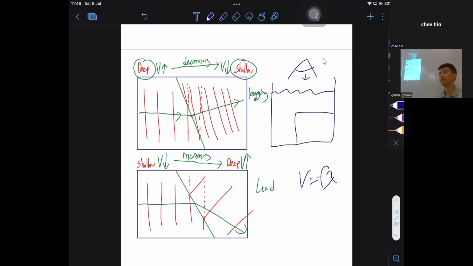Before I move on, anyone's got any question with this part? This part is very important nowadays.